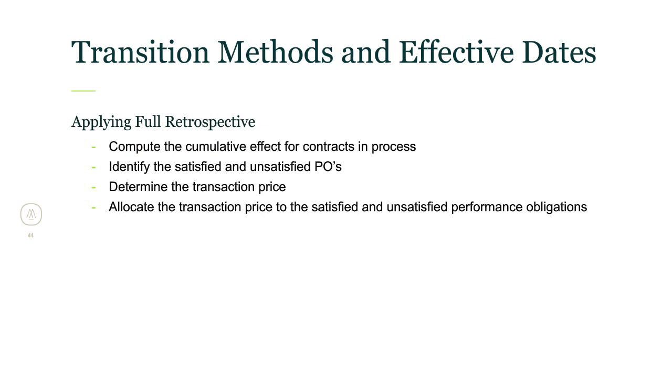Those are the details of the full retrospective. So for the cumulative effect for contracts in process, you need to identify all the performance obligations in existing contracts, determine which ones are unsatisfied at the time, what the overall transaction price is, and how you need to allocate that transaction price.